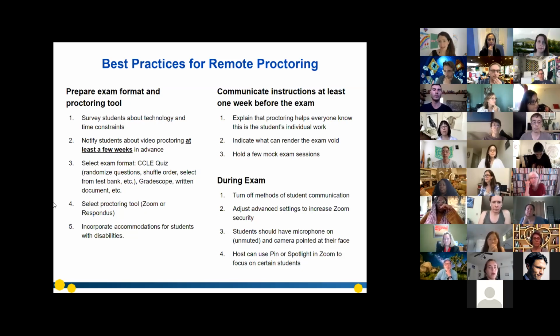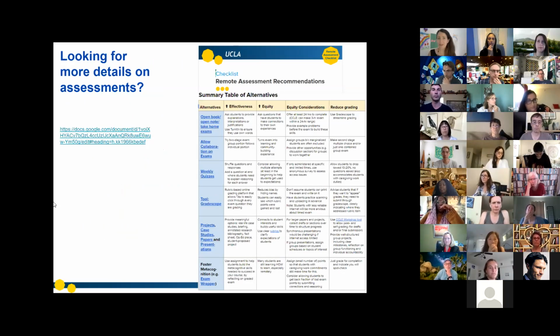Okay, next slide. If you're looking for more details on the assessments, we have that table and this checklist, and it'll guide you through it. I'm going to update the two-stage exam link as soon as I can find it. Sorry that that's broken, but we shared other two-stage exam links. And let us know if there's anything that's missing from there, and we'll add resources to it. And next slide.